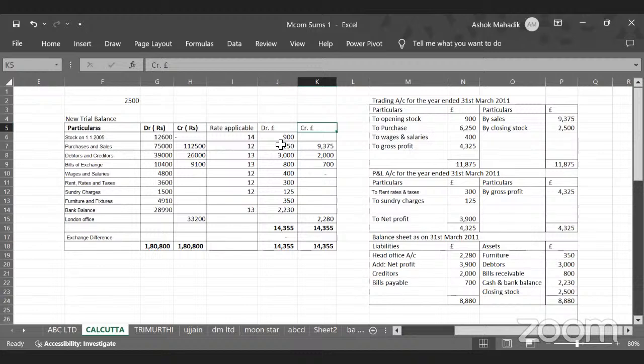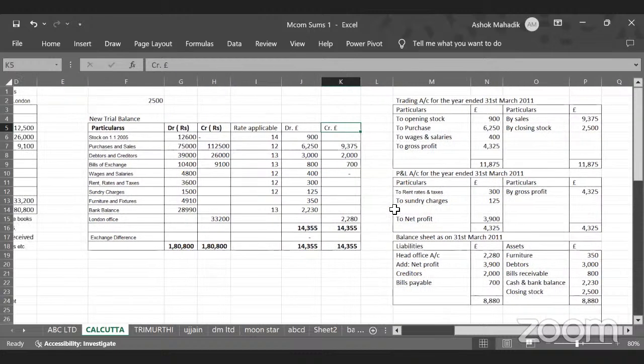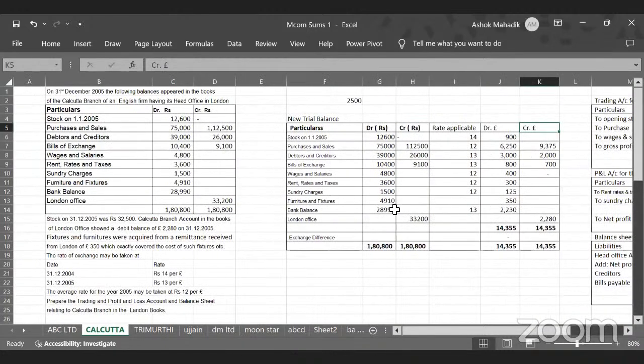Furniture will go to the asset side. Bank balance, asset side. London office is just like the capital account, so it will go to the liability side and appear just like capital. Clear? If you solve this sum, you'll get the values. I have explained it in less time so that you don't have to waste much time on this. So this sum is done. I hope you have taken the screenshots. We can watch it again if you want.